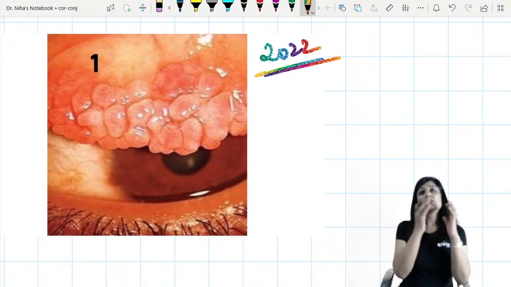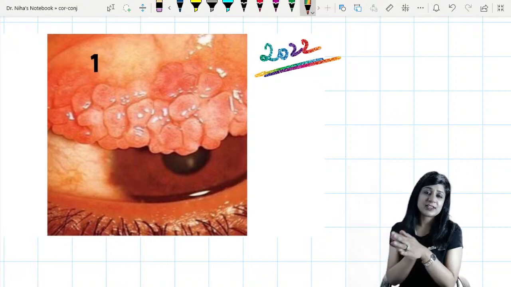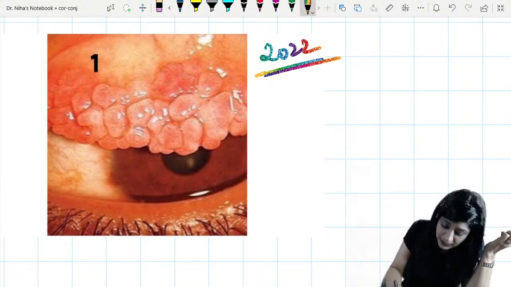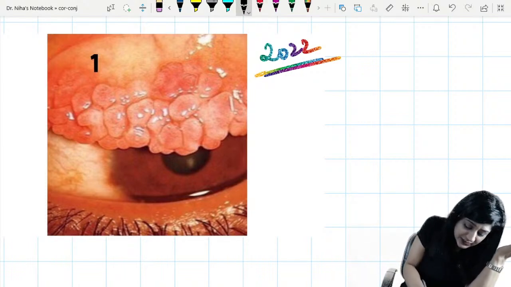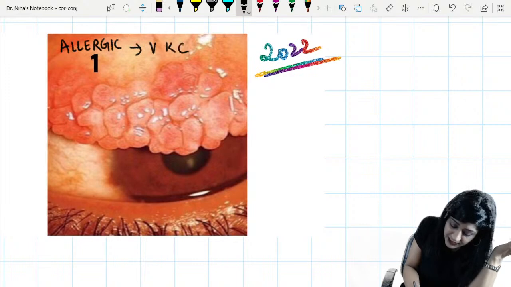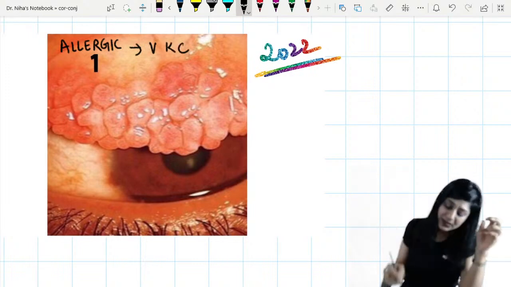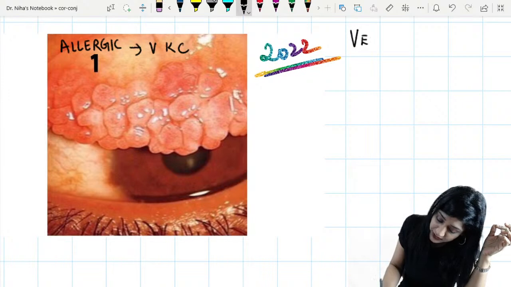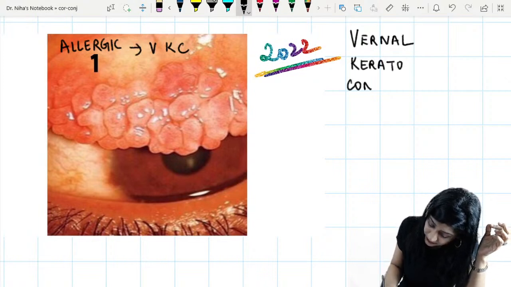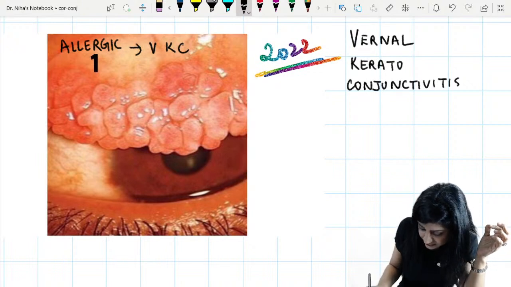So, out of the infectious and the non-infectious, it was infectious that is most common. But if I talk about the non-infectious, it is the allergic conjunctivitis that was most common. And in the allergic, it is VKC that is most common. VKC means vernal keratoconjunctivitis. It is the vernal keratoconjunctivitis that is most common.